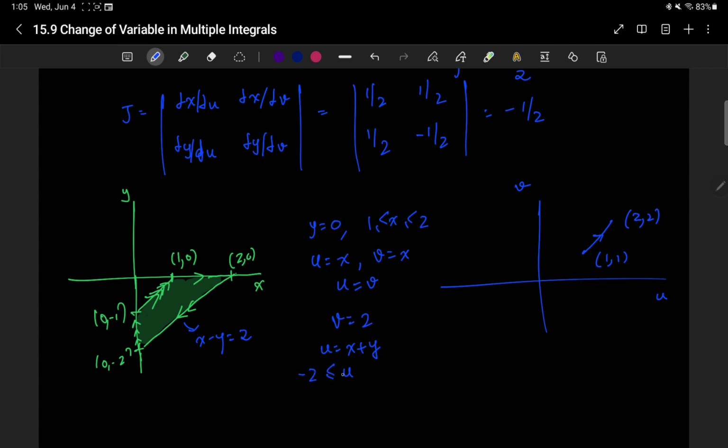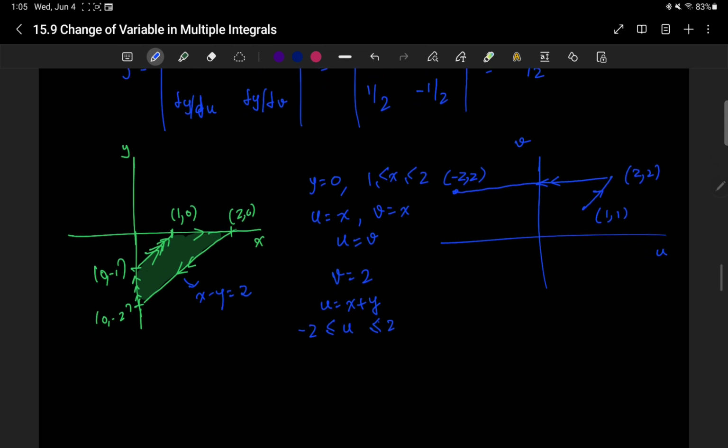If you look at the value of x plus y, then u is between 2 and -2. At (2, 0), 2 plus 0 is 2, and at (0, -2), 0 plus -2 is -2. So it ranges from -2 to 2. So it's a line that goes across and stops at (-2, 2). So that's what that maps to.